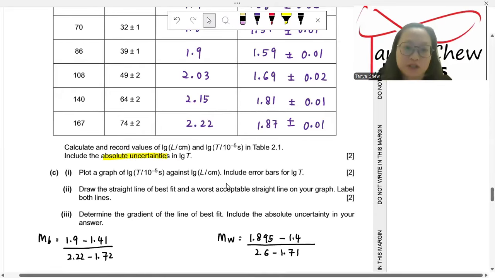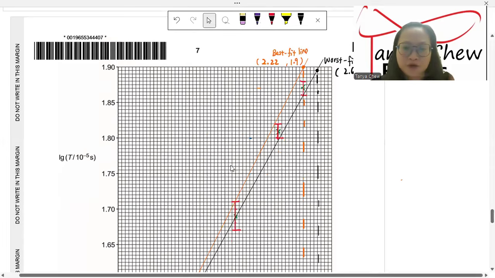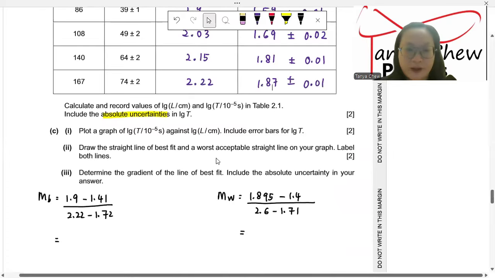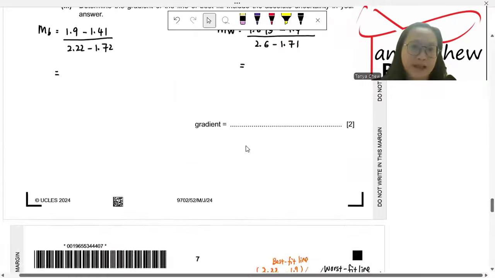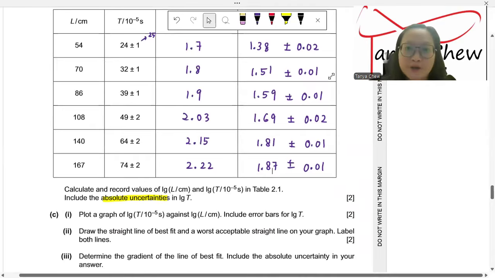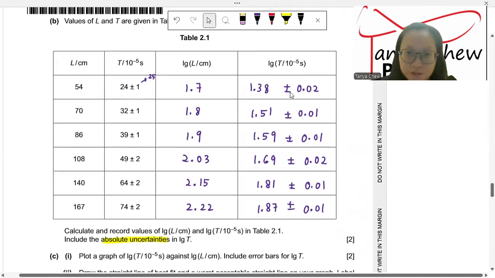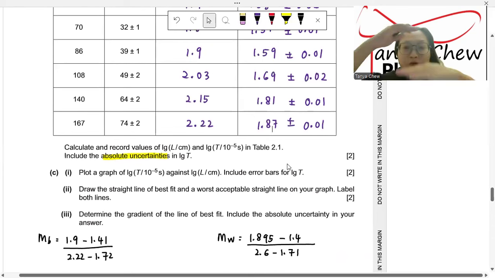Now, plot a graph of log T against log L. Include error bars for log T. I have pre-plotted the graph. For the straight line graph, you have to make sure that the best fit line passes through most of the points, and that is your best fit line. Then draw the best fit line and the worst acceptable line. For the worst acceptable line, you need to draw your error bars. The absolute uncertainty represents the error bars, so how tall the error bar is. Look at your absolute uncertainty, which is included in log T. Log T is on the y-axis. That is why your error bar must be a vertical error bar.